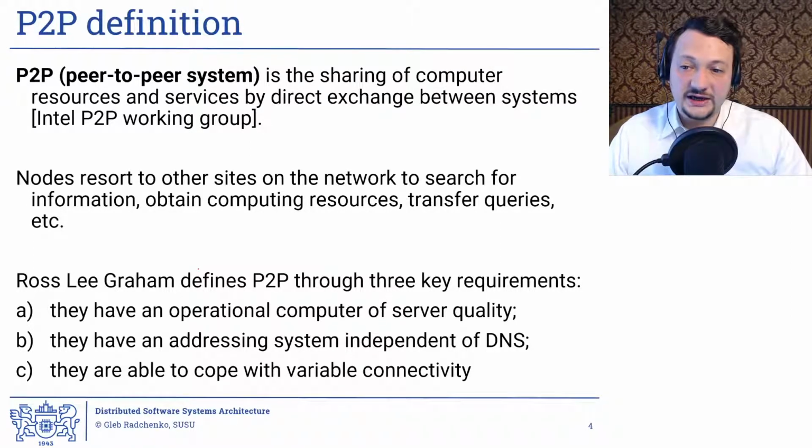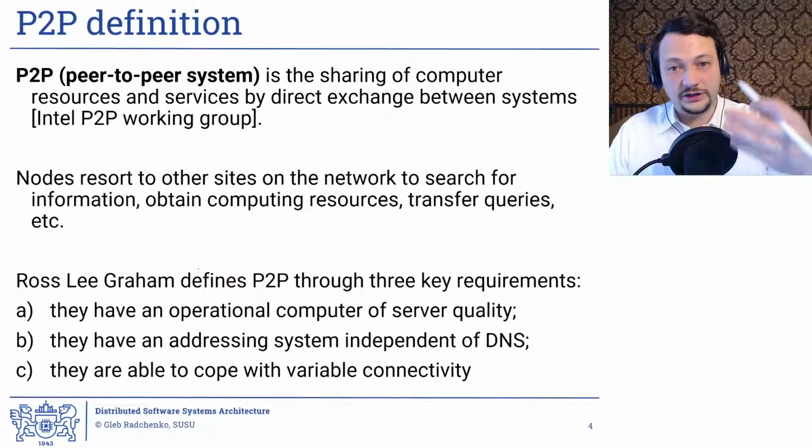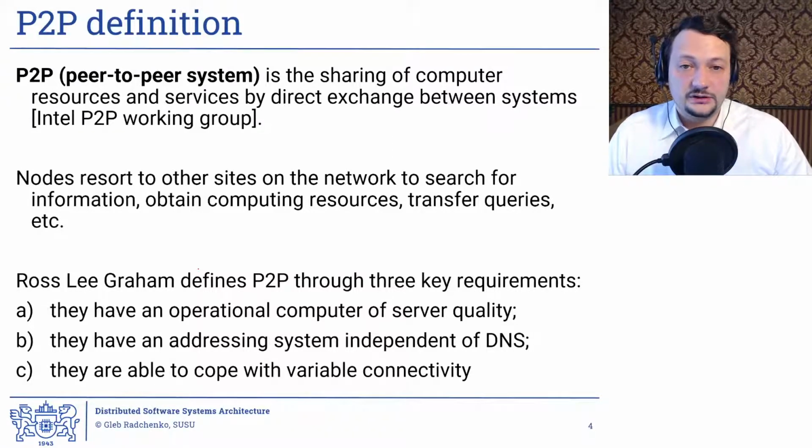Peer-to-peer systems have an addressing system independent of the domain name service because it is an overlay over the standard network, and they are able to cope with variable connectivity. So peer-to-peer systems are by their design created to have a huge number of nodes that are connecting to each other.